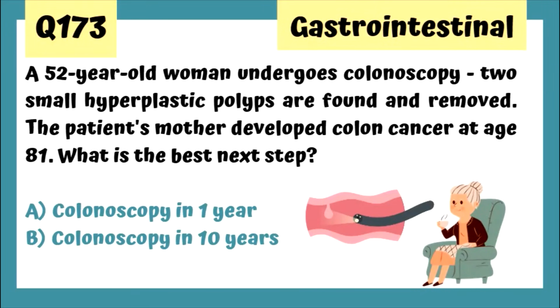173, a 52-year-old woman undergoes colonoscopy. Two small hyperplastic polyps are found and removed. The patient's mother developed colon cancer at age 81. It's not really a risk factor. What's the next step? Colonoscopy in 1 year, in 10 years? We want to go in 10 years, because she has these small hyperplastic polyps, that's not really such a big deal. And the fact that her mother had colon cancer at age 81 is also not a big deal. It has to be less than 60 for it to be significant.